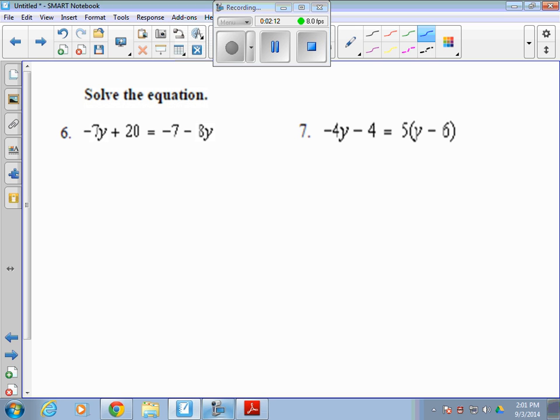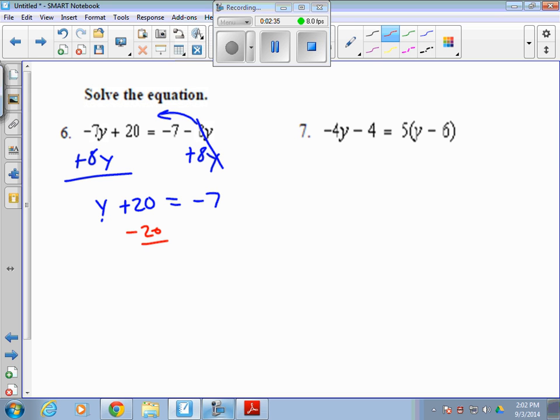Negative 7y plus 20 equals negative 7 minus 8y. Put your y's on the left-hand side, or bring your smaller one over to your larger one. Your smaller one is negative 8. So add 8y. If you add it there, add it here. Negative 7 plus 8y is going to be positive 1y. Plus 20 is still there, equals negative 7 is still there, and it's canceled here. Get rid of plus 20 by subtracting it on the left. Do it here. Negative 7 minus 20, y equals negative 27.